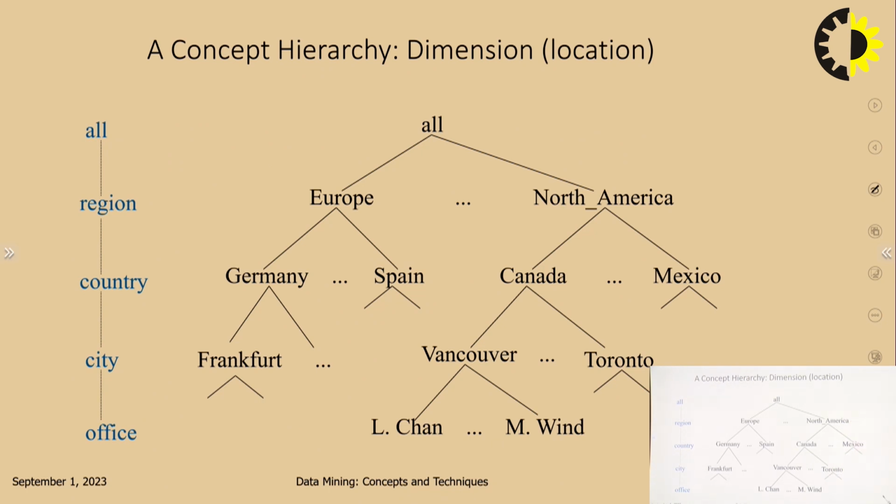So this is the dimension regarding the location. If we are going to subdivide it in terms of region, it is Europe, North America, for example. If we talk about country, then in Europe we have Germany, Spain. In North America we have Canada, Mexico. Further, if we are talking about the city, then in Germany we have Frankfurt, or in Canada we have Vancouver or Toronto. Like this, it is a complete thing. And by going down that particular tree, we subdivide in terms of region, country, city, and offices, etc.